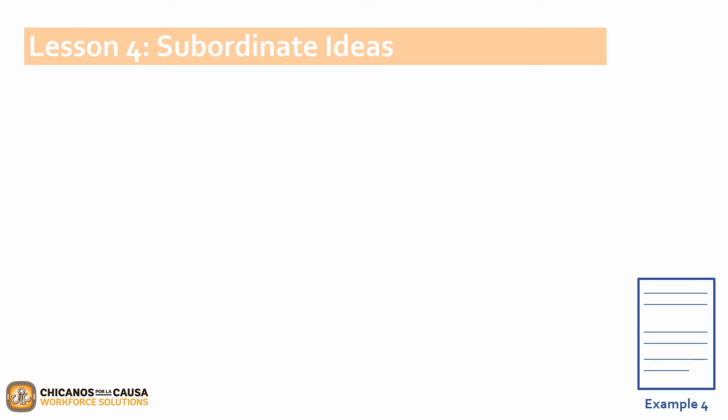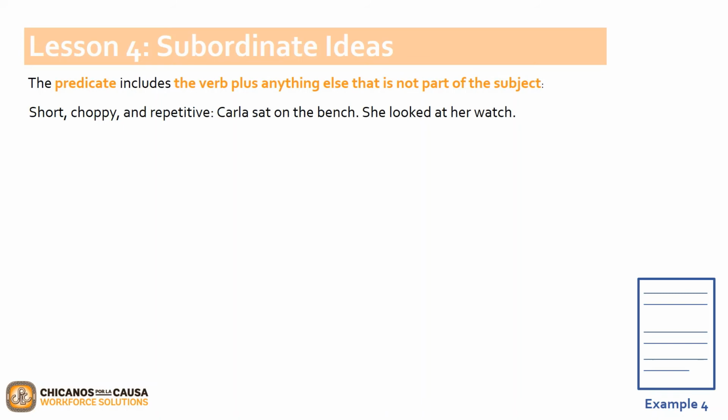If two sentences have the same subject, you can combine them to form one sentence with a compound predicate. The predicate includes the verb plus anything else that is not part of the subject. For example, a short, choppy, and repetitive sentence would say, "Carla sat on the bench. She looked at her watch." This sentence rewritten with a compound predicate would actually say, "Carla sat on the bench and looked at her watch."